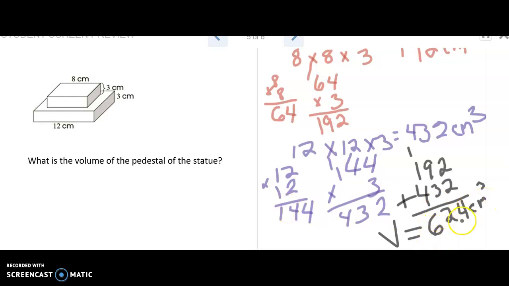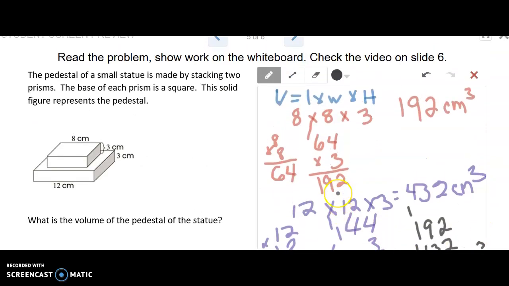Make sure you got a total volume of 624 centimeters cubed. If you did not, do you see what you did wrong? You need to go back to your whiteboard and change it.